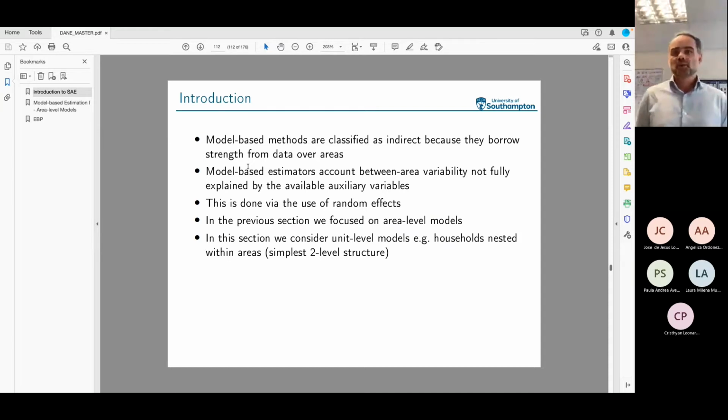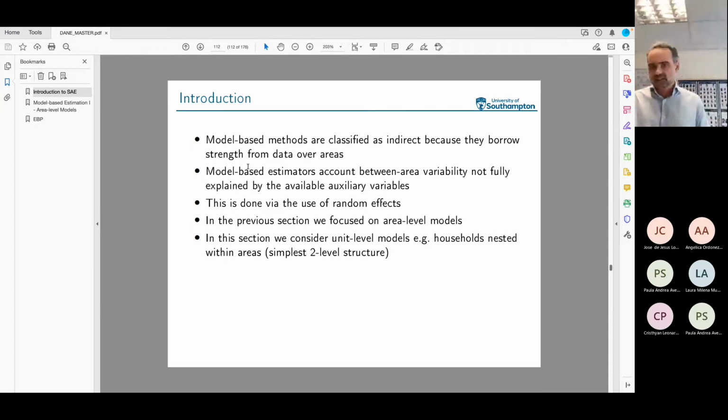As I said, model-based methods are classified as indirect methods. Why are they indirect? Because effectively you're borrowing data, using data not only from your area of interest, but also from other areas. Remember that the BLUP and the EBLUP, the best linear unbiased predictor and the empirical best linear unbiased predictor, are this combination between the direct and the synthetic. On the one side, you have the direct estimates. On the other side, you have the x_i beta hat. And then we use this gamma_i weight and 1 minus gamma_i to combine the two.